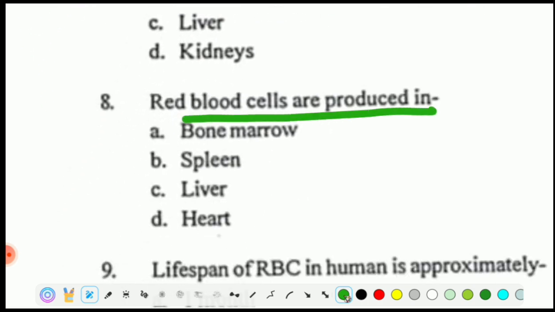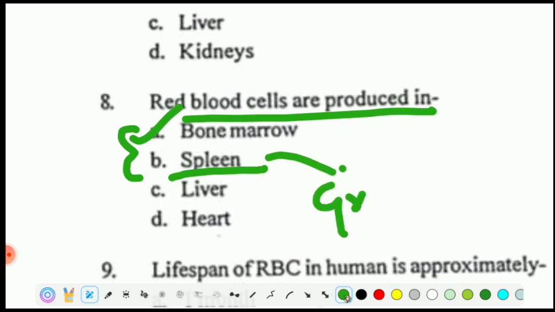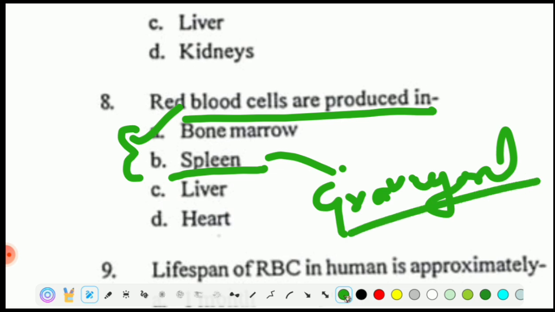Red blood cells are produced in spleen or bone marrow. This could be quite confusing for many of you because one of them is a site where the RBC is produced, and another is a site where RBCs just die out, the graveyard of RBC. So the answer would be bone marrow. Spleen is the graveyard for RBCs. You should know it. Even this question could be asked. Graveyard, isn't it? Graveyard of RBC. RBCs are born here and they die here.